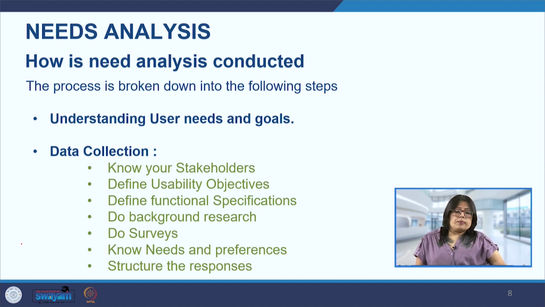Define the usability objectives. We have discussed some in the few slides earlier. Define the functional specifications. So what kind of functional specifications will be there? So interviews and surveys, and know needs and preferences of the users, of the stakeholders, and structure the responses. So once we get the data back, then how do we structure them for our understanding, for the team's understanding, so that they may analyze the data more efficiently.